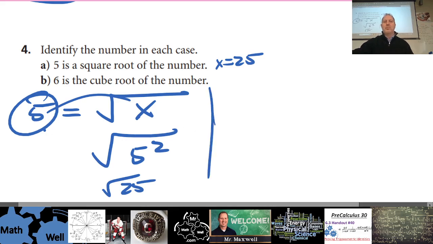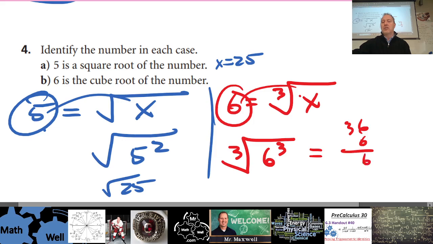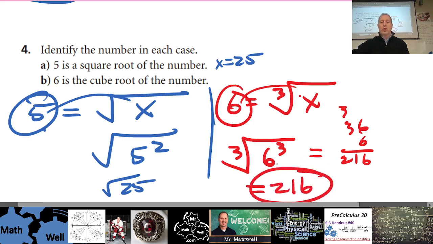Okay? What about B? 6 is the cube root of a number, so 6 equals the cube root of something. I don't know what this is. If 6 wanted to get into the cube root club, what would it have to do? Get cubed. What's 6 cubed? I know what 6 squared is, 36, right? So what's 36 times 6? Let's see, 6 times 6 is 36. 6 times 3 is 18, plus 3 is 21. Does that look right? Yeah. 216, is that what you said? Nice. So the number is 216. So the cube root of 216 is 6, because 6 squared times 6 is 216.